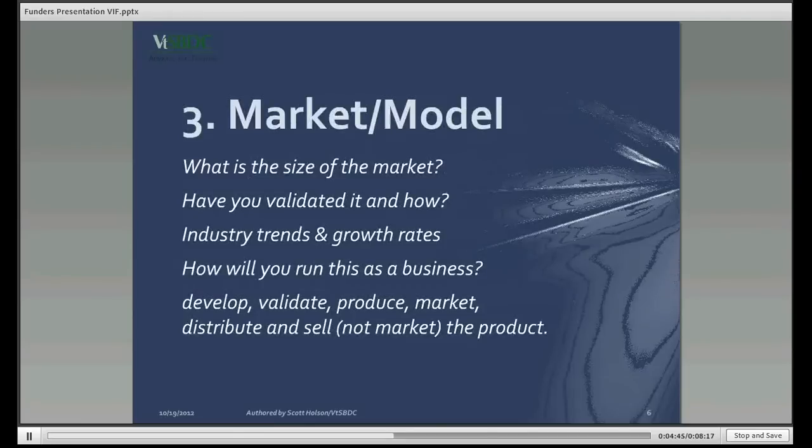In the third slide, outline what the market is and how you know that. Again, validation is important, so explain how you validated this.